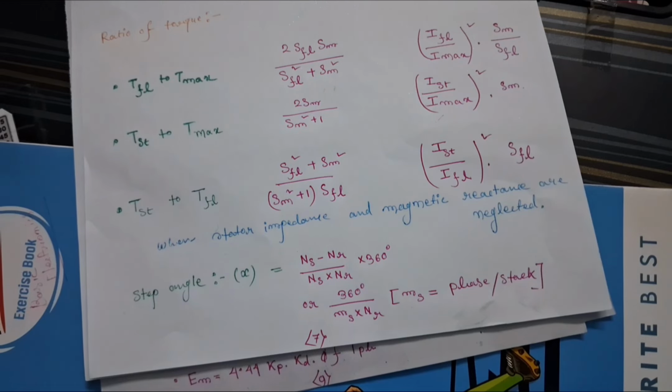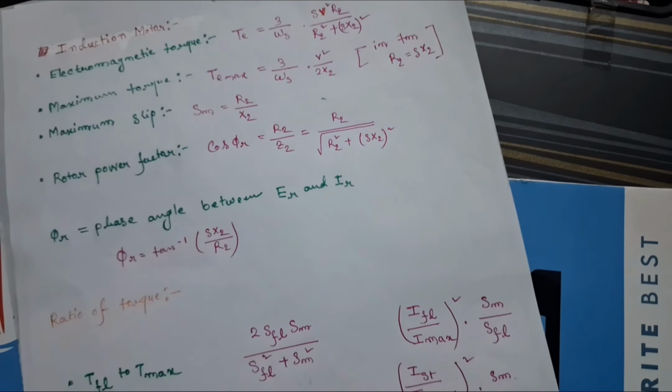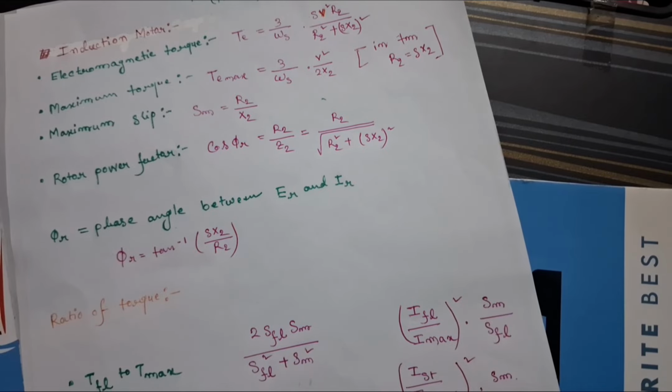Then you have to remember the formula of step angle. Step angle alpha equals (N_s minus N_r) divided by (N_s into N_r) into 360 degrees, or 360 degrees divided by (m_s into N_r). Here m_s is phases per step, N_s means stator teeth, N_r means rotor teeth. This formula is actually for the stepper motor, but here N_s and N_r are related, so I discuss this formula here.